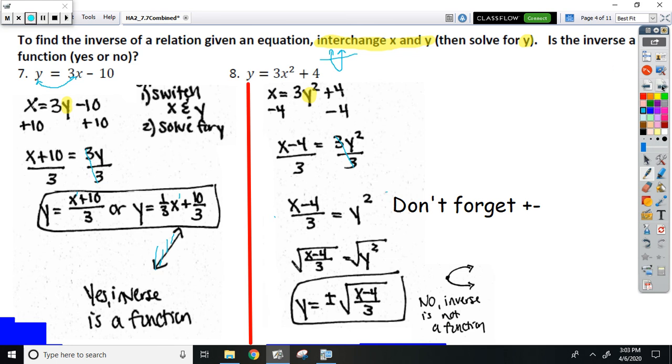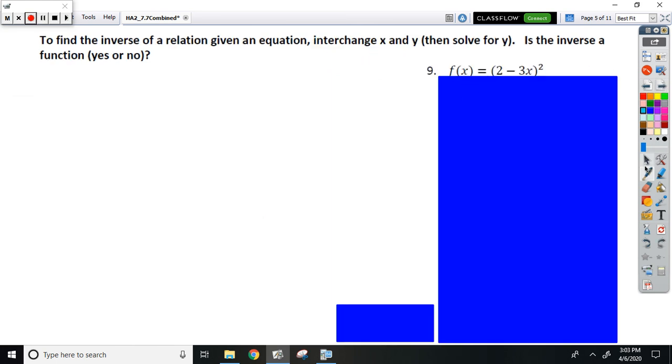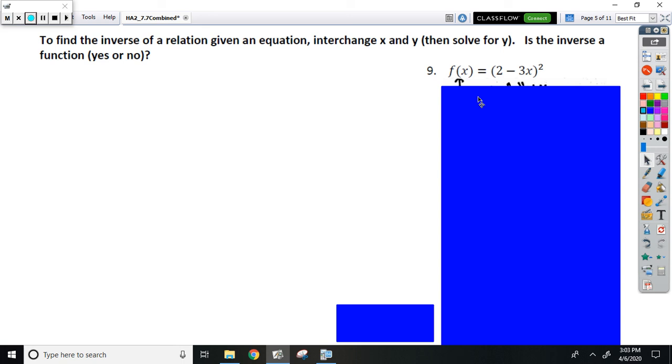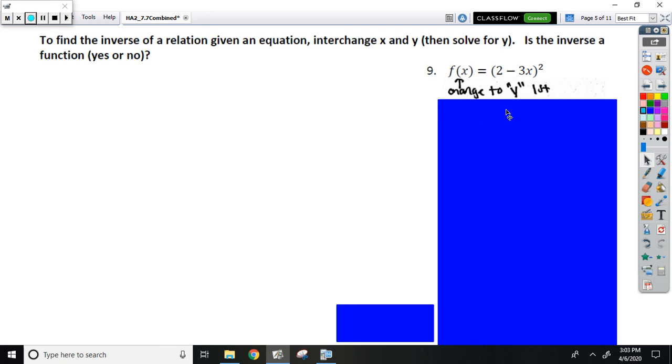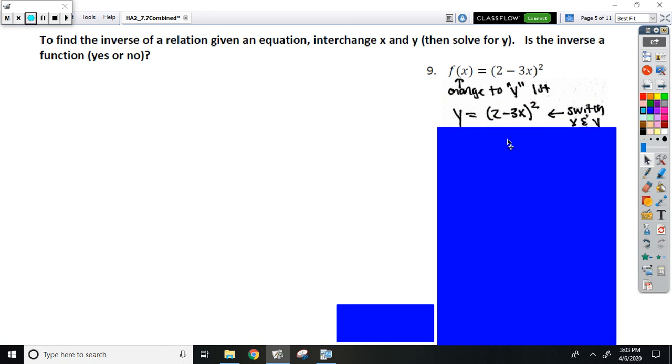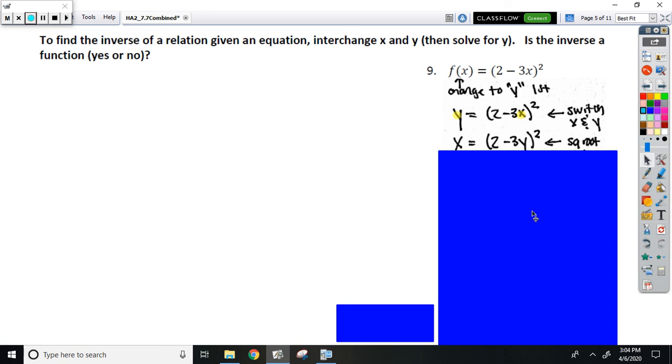And then the last one in this section looks a little different. First of all, it doesn't have a y. It has an f of x. Remember that f of x is the same thing as y. So the first thing you want to do is change that to be a y. So make it y equals 2 minus 3x squared. Now to find the inverse, we will switch our x and our y variables. So let's just swap these out to get x equals 2 minus 3y quantity squared.